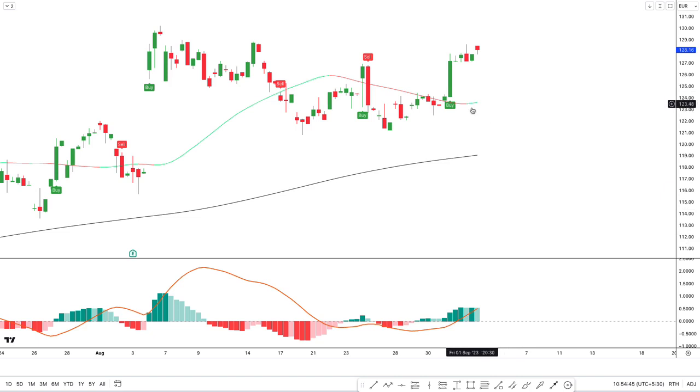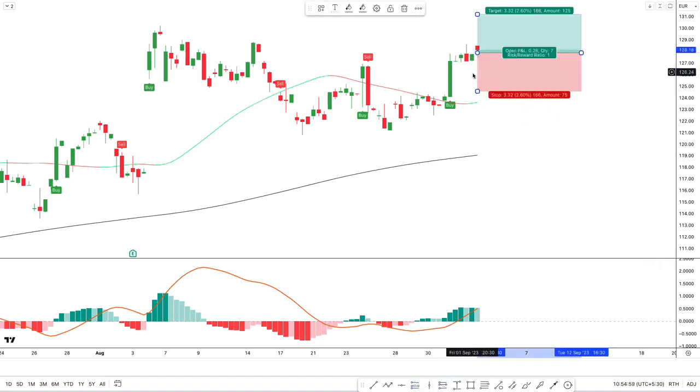Then after we have the pullback, we need a buy signal to be printed by the Chandelier Exit indicator. That buy signal can come either during the pullback or after the pullback. During the pullback means that this line is still colored red, and after the pullback means that this line changed color to green. As long as it's the very next buy signal, then you're okay to enter the trade. Any other buy signals that come after this first one should be ignored.